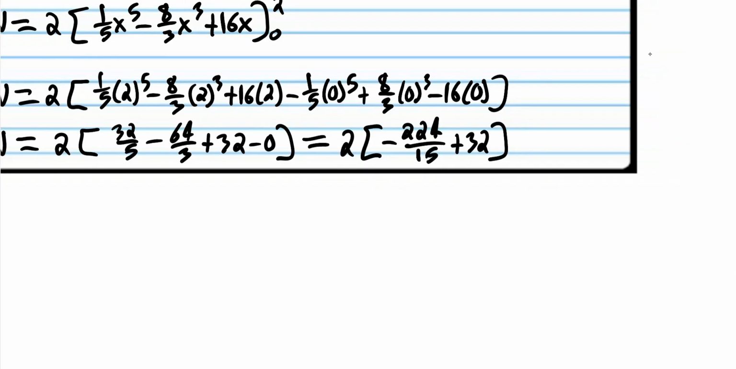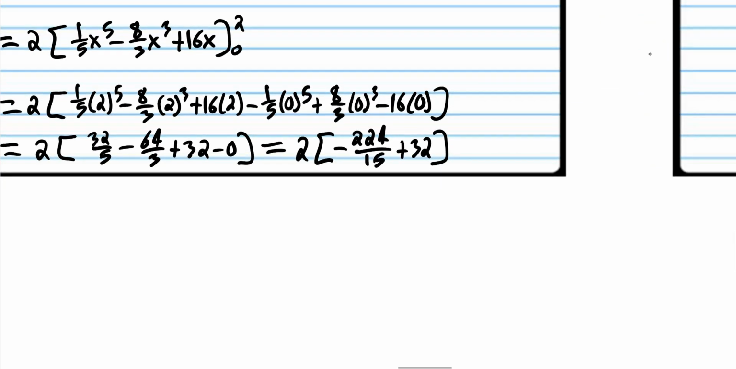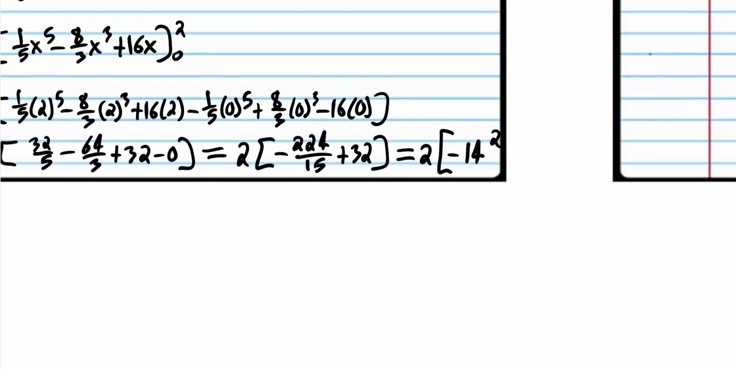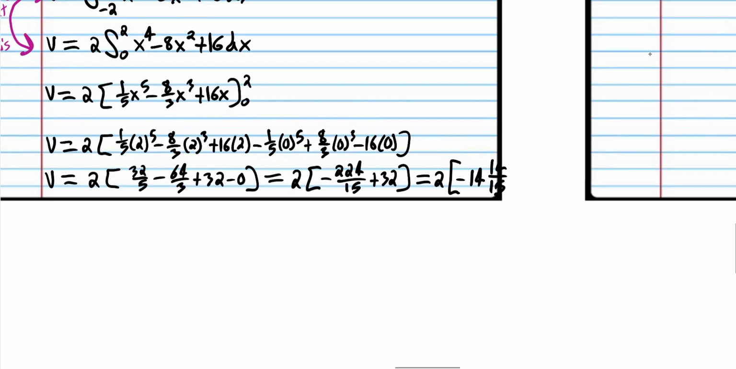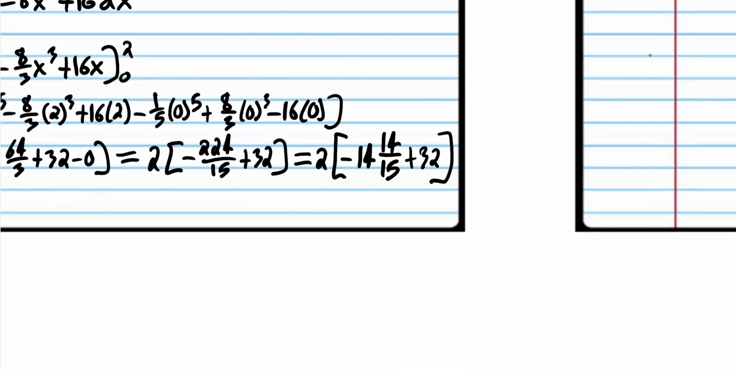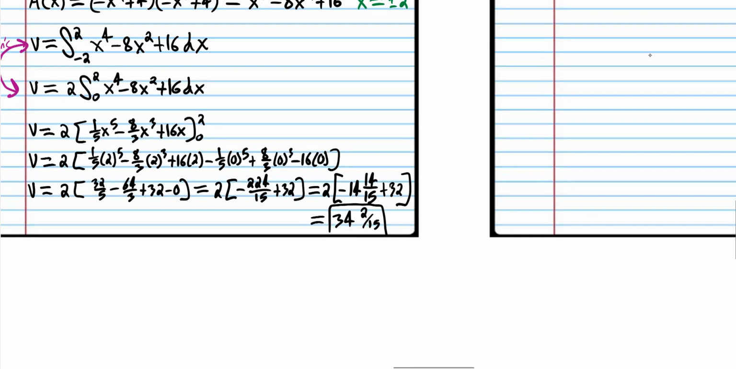And 15 goes in 14 times. So it looks like we have negative 14. 14 fifteenths it looks like it's going to be. So let me find some more room. So it looks like we're going to end up with 34 and 2 fifteenths. Sorry, we're so scrunched in there.